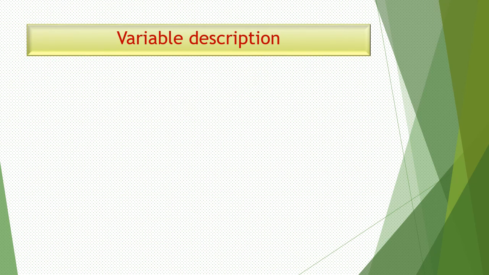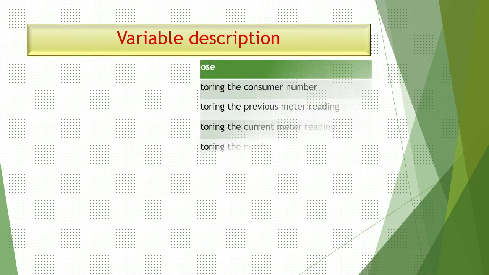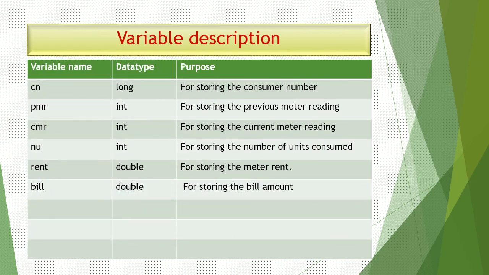We see the variable description of the program, the various variables used in this program. As we know, first CN of long type for storing the consumer number, PMR of int type for storing the previous meter reading, CMR of int type for storing the current meter reading, NU of int type for storing the number of units consumed, rent of double type for storing the meter rent amount, and bill of double type for storing the total bill amount to be paid.